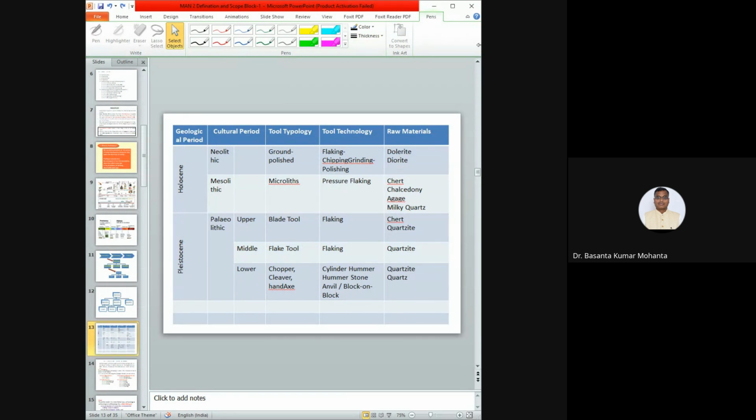This particular term, proto-history, was first coined by the French people to understand the transitional period between prehistory and history. Because, as we already discussed, history begins with writing and prehistory is before that. But in between, there was a transitional period which comes under this proto-history.